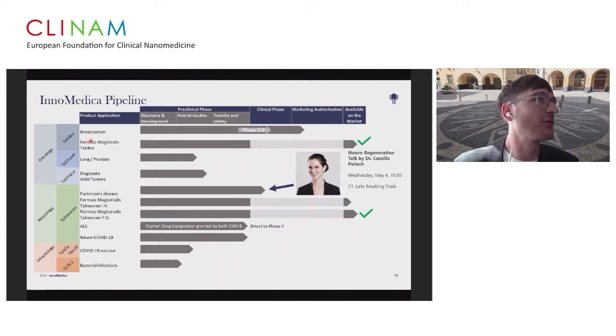So we do have quite a pipeline in development. We have Talidox in oncology here. In breast cancer, we're entering phase 2-3 trials now, and there's formula magistralis that is already on the market, and there are further developments such as a docetaxel compound or a tracer. And I also recommend that you attend the talk tomorrow at 10:50 by Dr. Camille Peitsch. She'll be talking about one of our most important medicines, talinurine, for the treatment of Parkinson's disease.